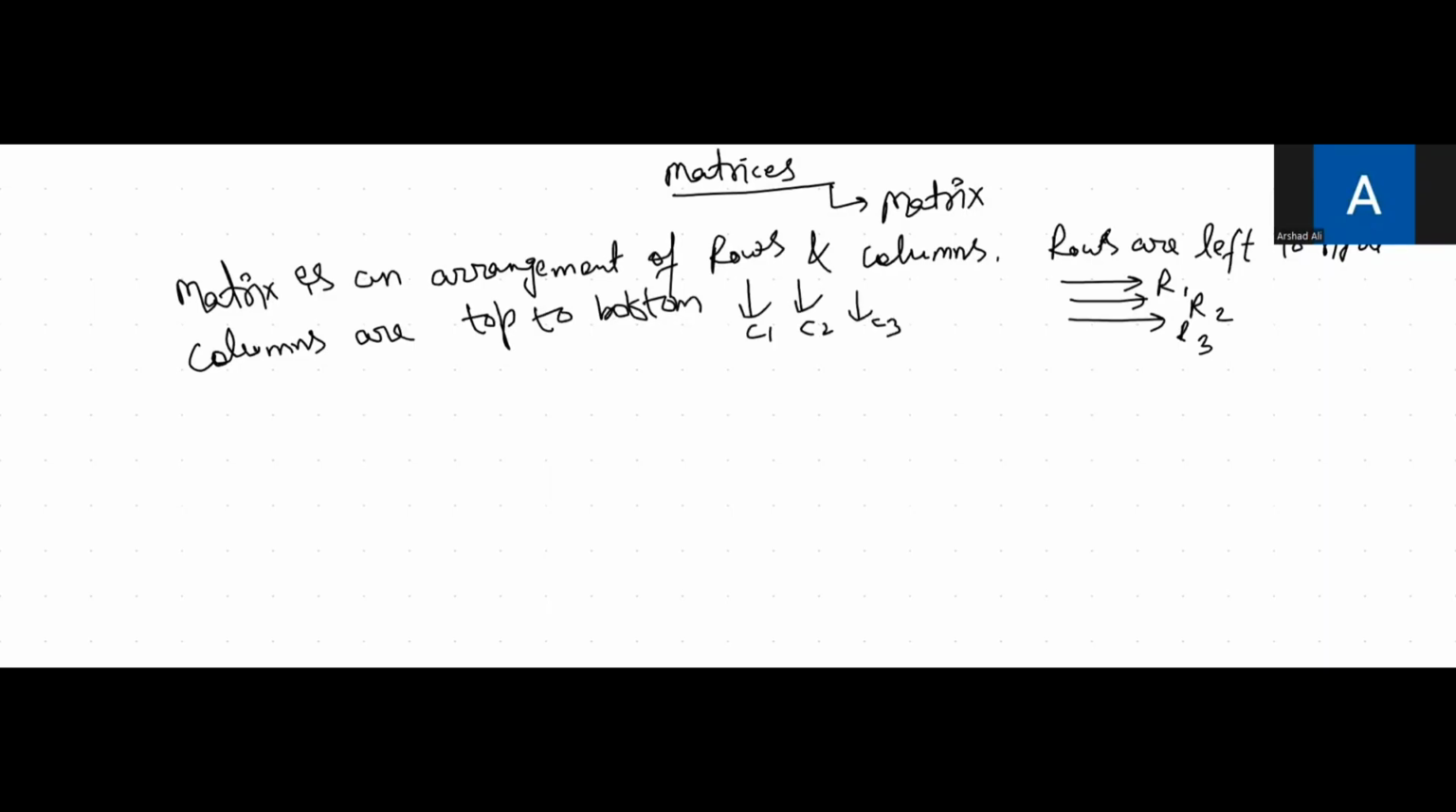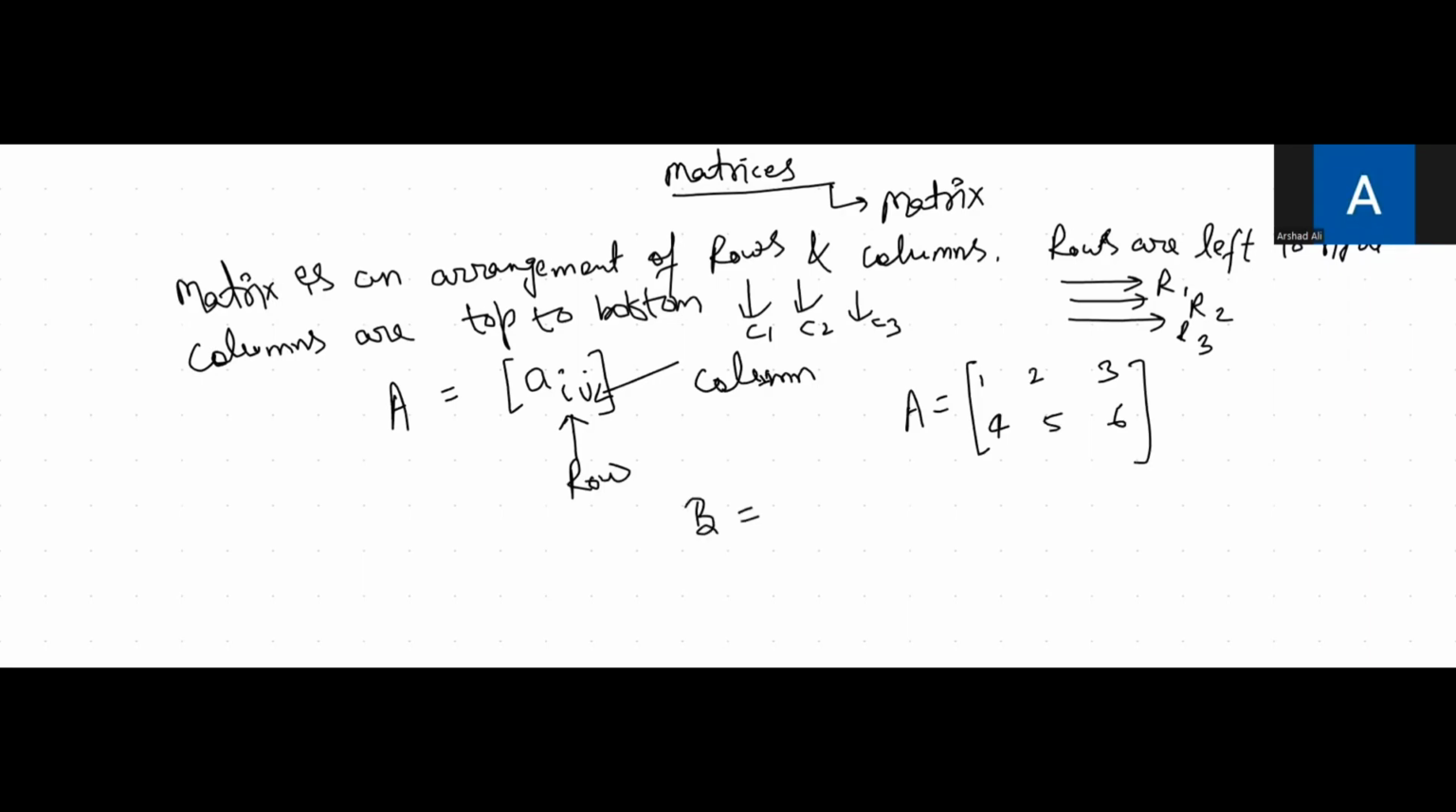So the first thing is, what is a matrix? A matrix is an arrangement of rows and columns. Rows are left to right and columns are top to bottom. Notation of a matrix: capital A is equal to, in square brackets, we write a_ij. Here i represents the row and j represents the column. For example, A is equal to 1, 2, 3, 4, 5, 6. Another matrix we can take is B is equal to 1, 2, 3, 4.